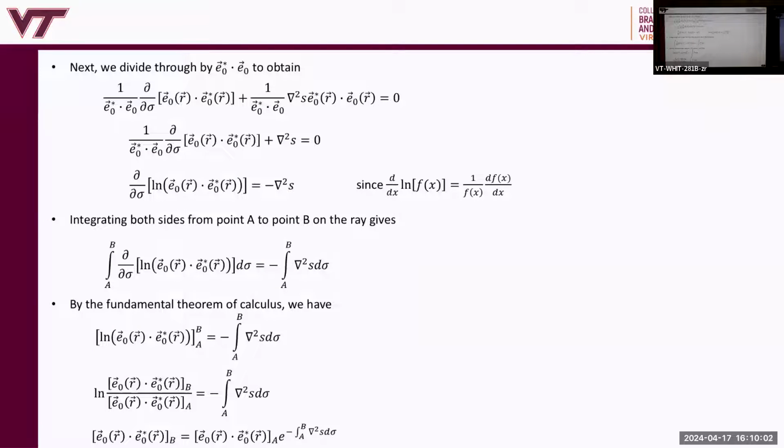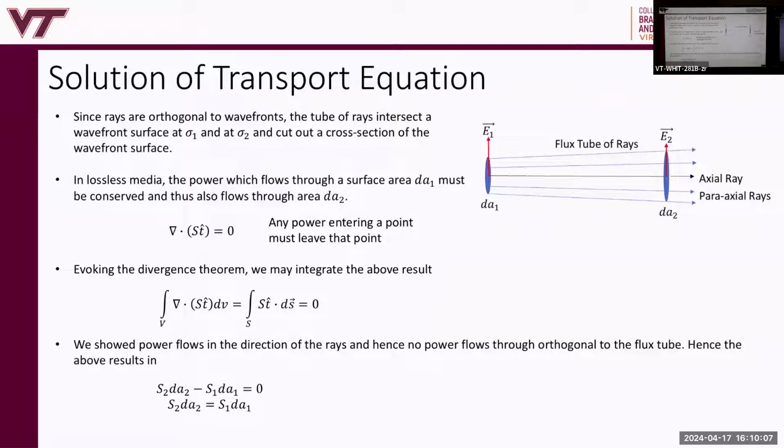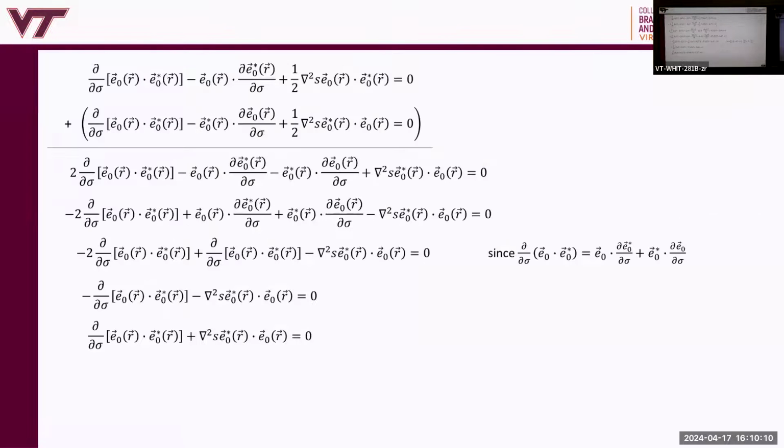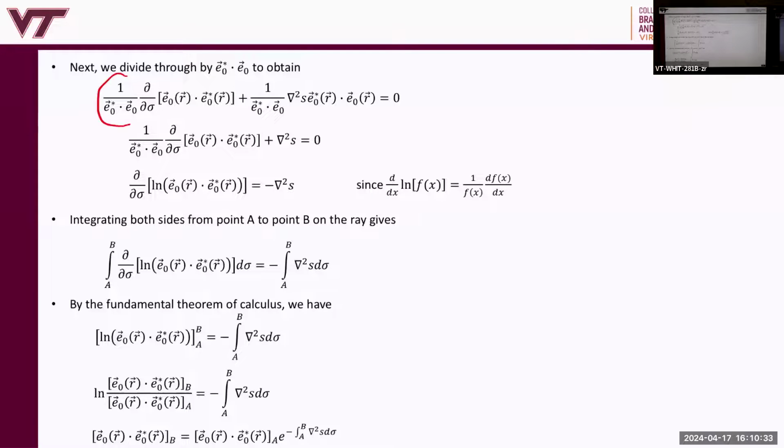Next, we divide through by E naught conjugate dotted with E naught. Why do we want to do that? Because we want to get rid of this, right? Because remember, del squared S is a scalar quantity, right? That multiplies into all of this. So if we multiply both the first and the second term by 1 over E naught conjugate dotted with E naught, then this will cancel with this. All right, that's good. So we end up with this only.